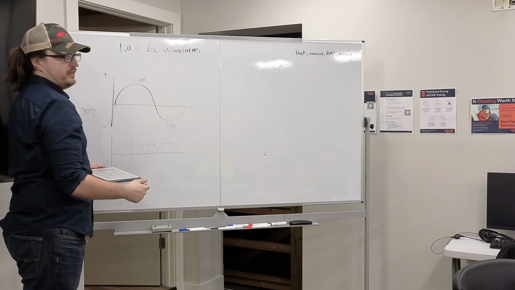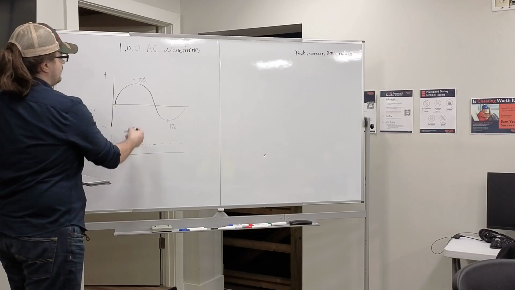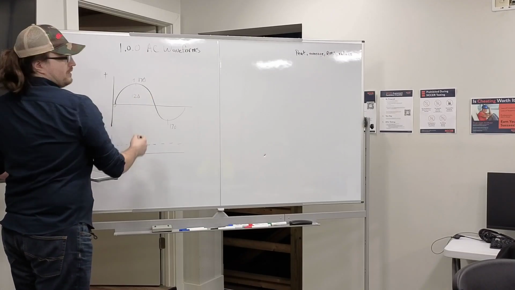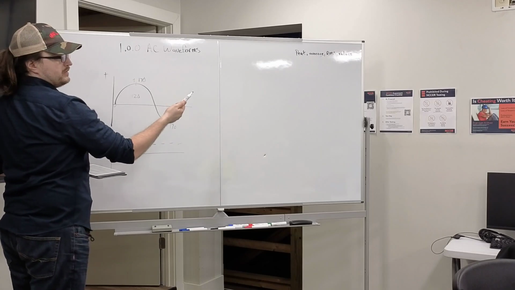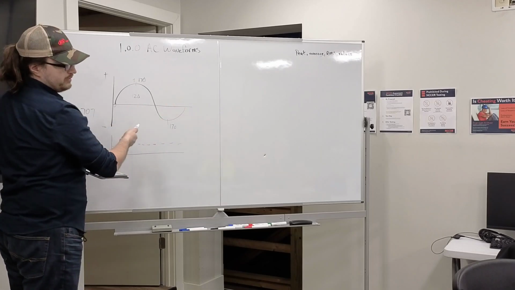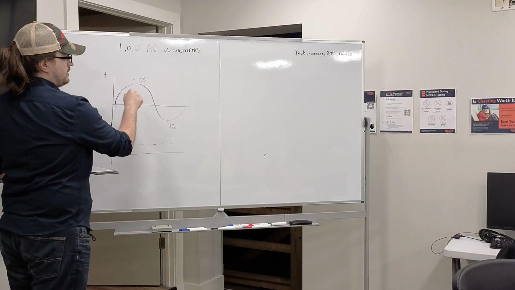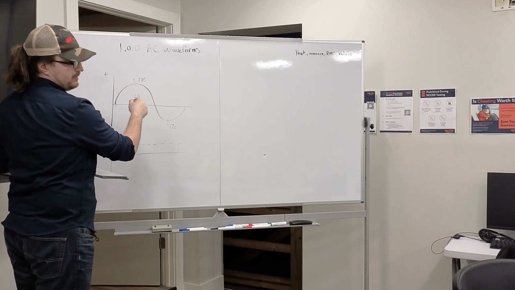0.707. So if you take 170 and multiply by 0.707, that'll give you 120. And that's your voltage. And that is the RMS value, which is also the DC equivalent. And that's the voltage that's actually usable.